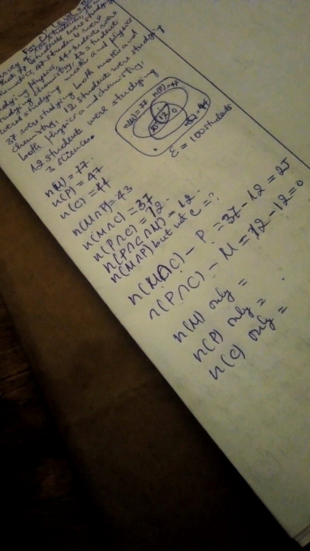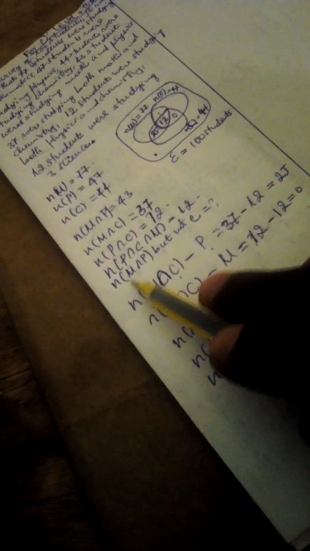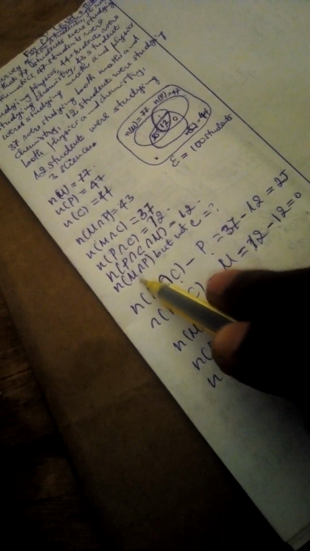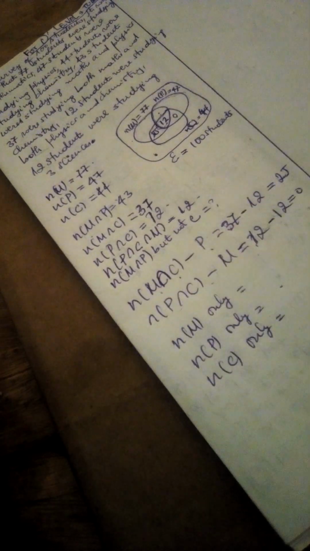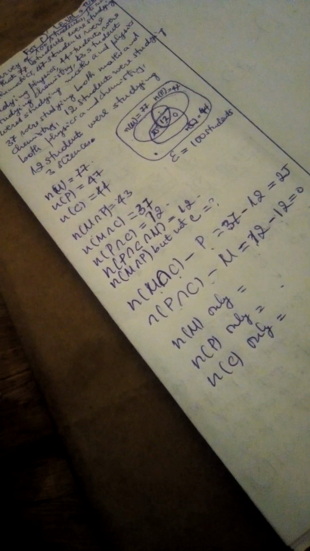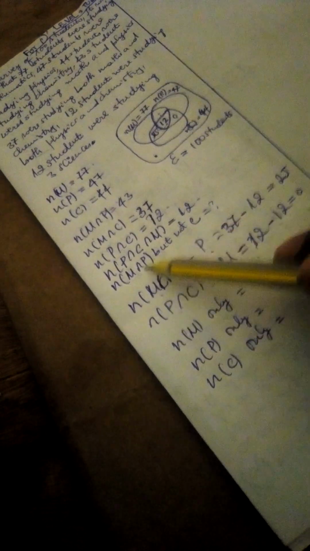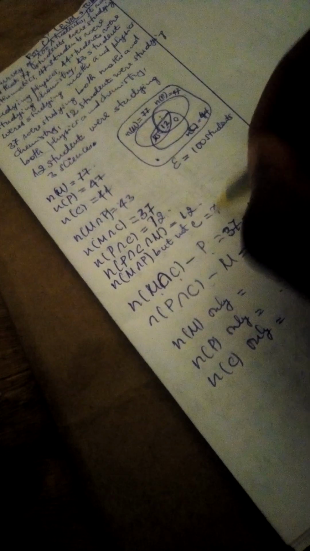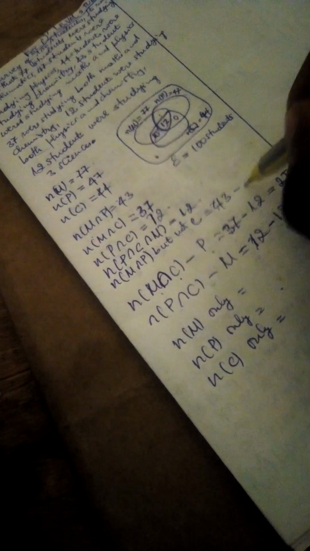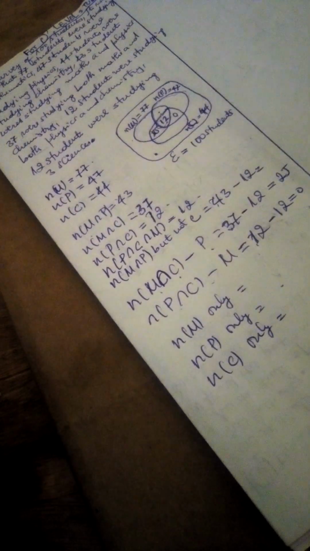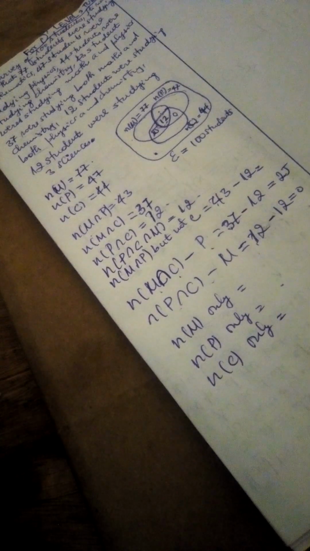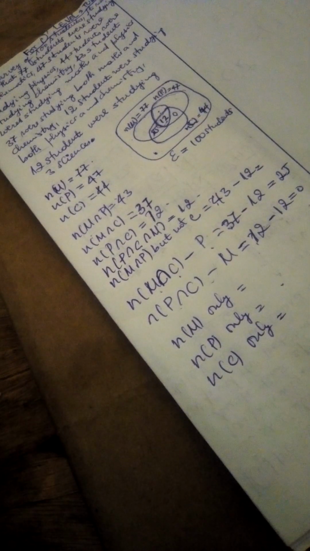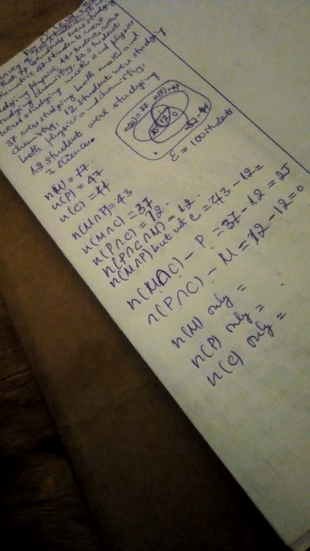So also we need to calculate the number of students who study both physics and mathematics but not chemistry. Here we need to take 43 minus 12, and the answer would be 31.